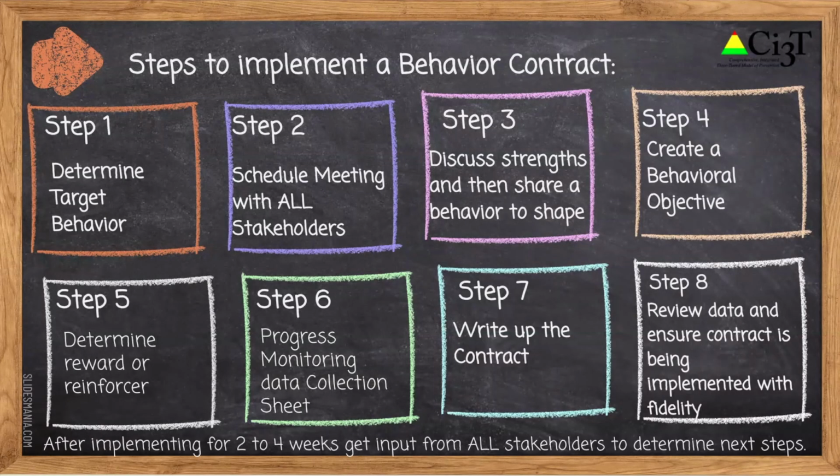And then when you do that, you have to create an operational definition of that behavior. That definition should be measurable, observable, and objective. So it should be defined in a way that everyone that reads the behavior contract and walks into the classroom and sees the student knows exactly what behavior you're talking about because of the definition that you're giving it.